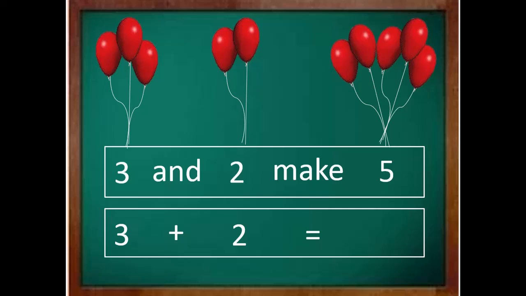Instead of "and", we are writing the plus sign. We put a plus sign when we add two or more numbers together. So 3 plus 2 is equal to 5, and the answer obtained is called the sum or total. Now children, we will take another example.